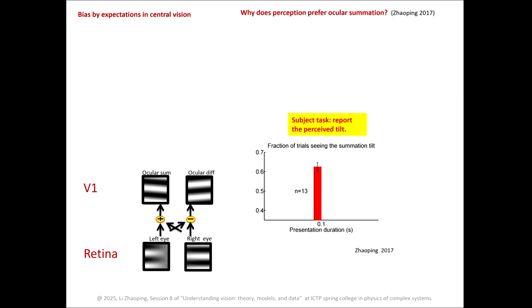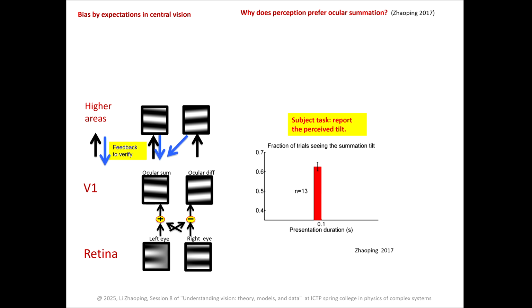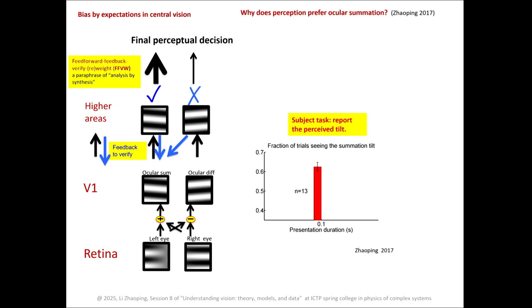This whole process, including the feed-forward, then feedback to verify the feed-forward hypothesis of visual inputs, and then, according to the outcome of the verifications, modifying the weights for the original hypothesis about visual inputs for the final perceptual outcome, is summarized as feed-forward, feedback, verify, and reweight, in abbreviation FFVW.